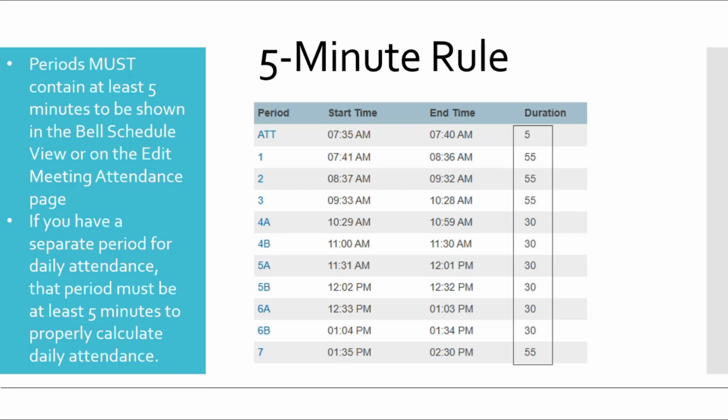It's perfectly okay, and many schools have a separate attendance period where no typical course would be scheduled, and they just have an attendance course. But even that period must be at least 5 minutes. I've seen schools with 1-minute periods, 4-minute periods. You really want to make sure that it is 5 minutes so that PowerSchool always recognizes it as a true period within the day.